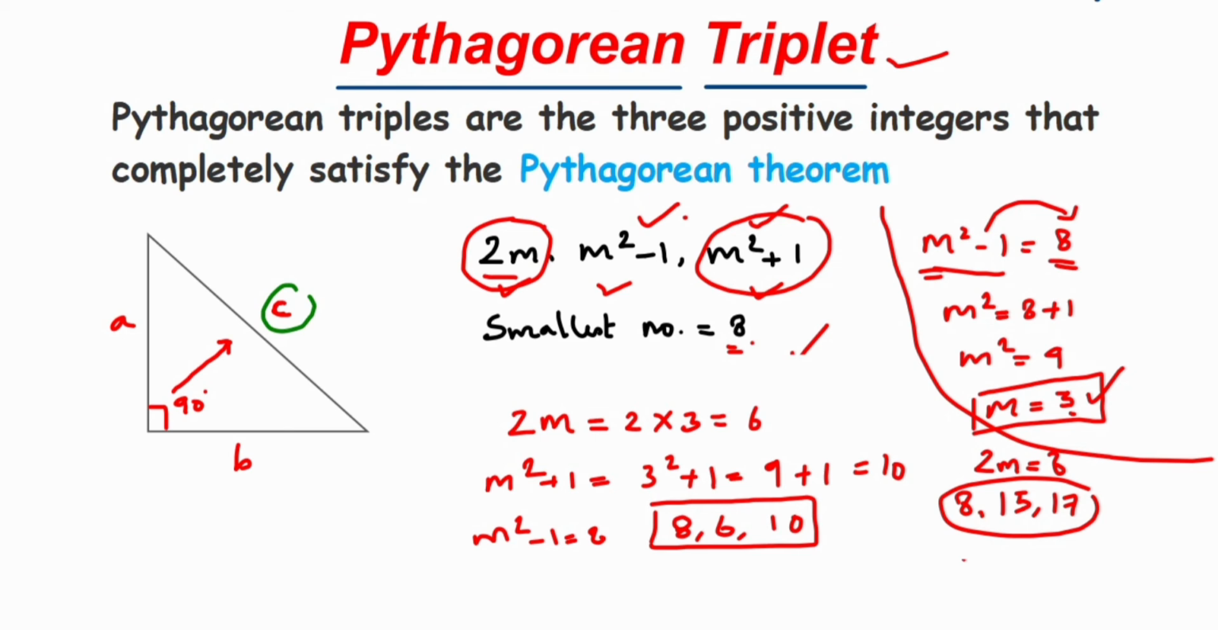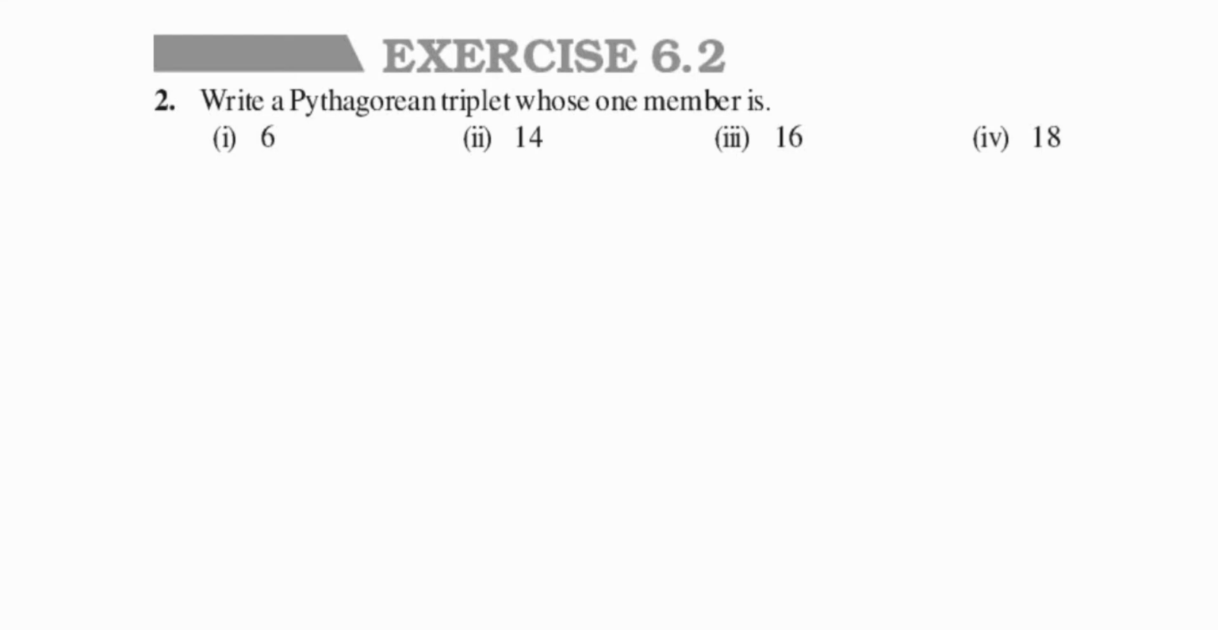You can assume any one of the numbers. If one number is given, assume it as 2m, or m square minus 1, or m square plus 1, and you can find it out. So based on Pythagorean triples, or Pythagorean triplets, we're going to solve exercise 6.2 of NCERT class 8th.